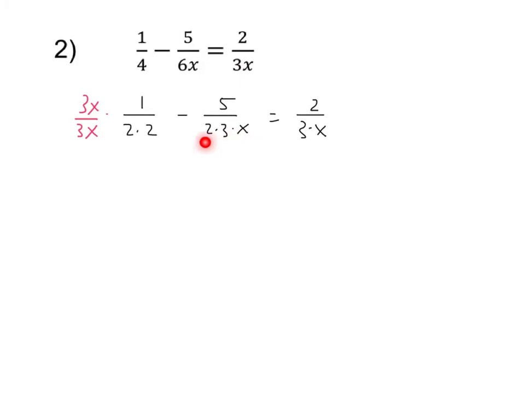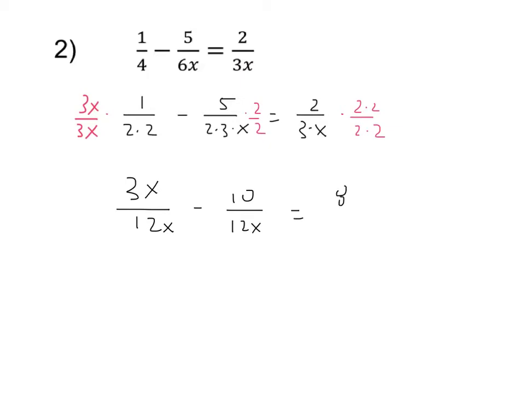For this one in the middle, it looks like I'm missing a 2. So let's multiply by 2 over 2. And then for this last one, I'm missing 2 factors of 2. So that would give me 3x over 12 minus 10 over 12x equals 8 over 12x. A lot of times what will be easier is you can combine these two fractions now. So let's make that 3x minus 10 over 12x equals 8 over 12x.